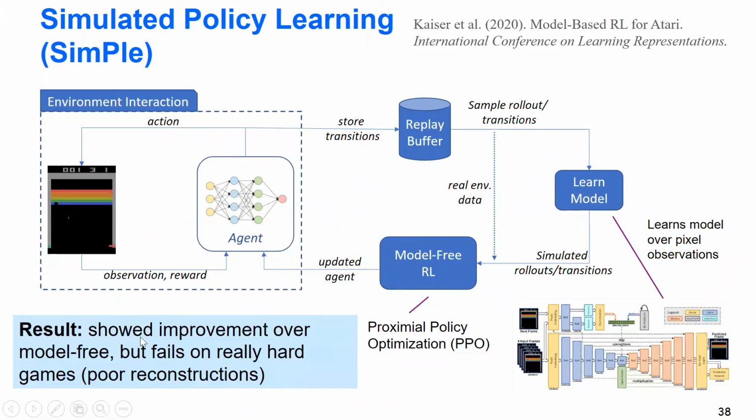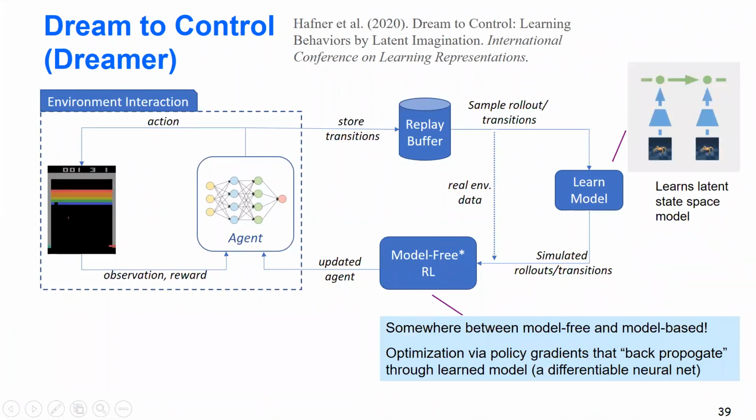This worked, it gave non-trivial performance in Atari, but it failed for the really hard games, for games that are more visually complicated, partly due to the poor reconstructions. It's really hard to do this sort of modeling function, this transition function in observation space. So this would be an example of a state-of-the-art algorithm, I would say, in this space called Dreamer.